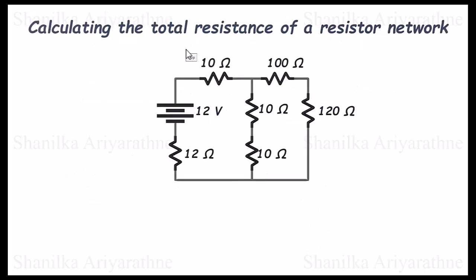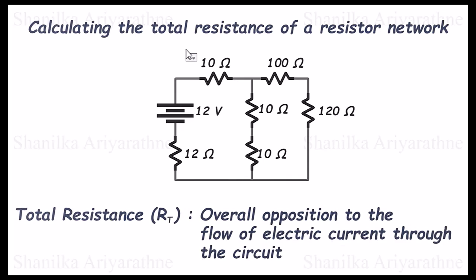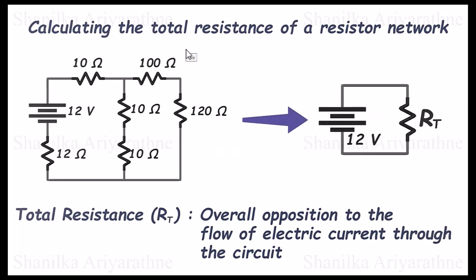We need to learn how to analyze complex circuits like this. The key skill is calculating the total resistance of a resistor network. Total resistance is the overall opposition to the flow of electric current through the circuit. By finding the total resistance, we can simplify a complex network of resistors into a single equivalent resistor and reduce the circuit to this basic form, making it easier to design and analyze.